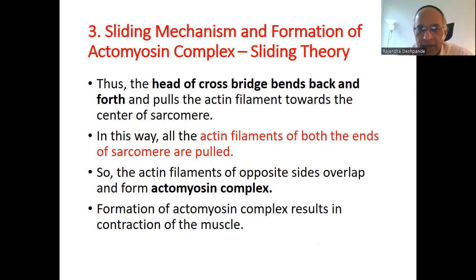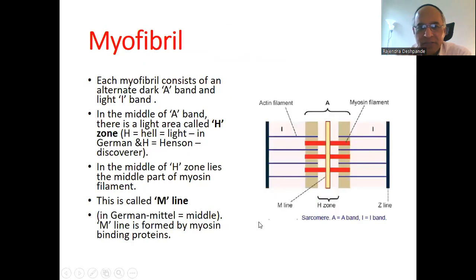In this way, all the actin filaments of both the ends of the sarcomeres are pulled. So the actin filaments of opposite sides overlap and form the actomyosin complex. Formation of actomyosin complex results in contraction of the muscles. Here you can see the structure of myofibril. Each myofibril consists of alternate dark A bands, can you see here, dark A band and light I bands. In the middle of the A band, there is a light area called the H zone. Can you see the H zone?